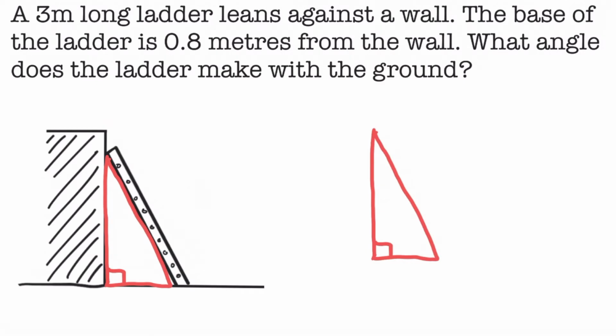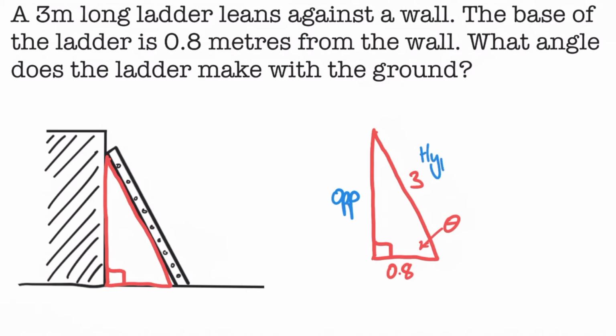So if I drag that out, I can see that I've got these dimensions. 0.8 of a meter is the length that the base of the ladder is out from the wall. The ladder itself is 3 meters long, and I'd like to know this angle in here, the angle that the ladder makes with the ground. So I'll call that theta.